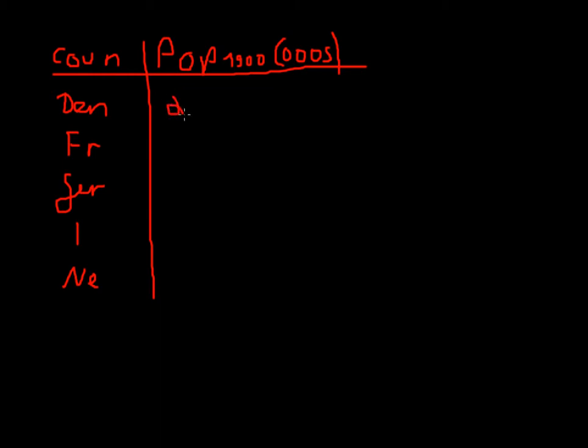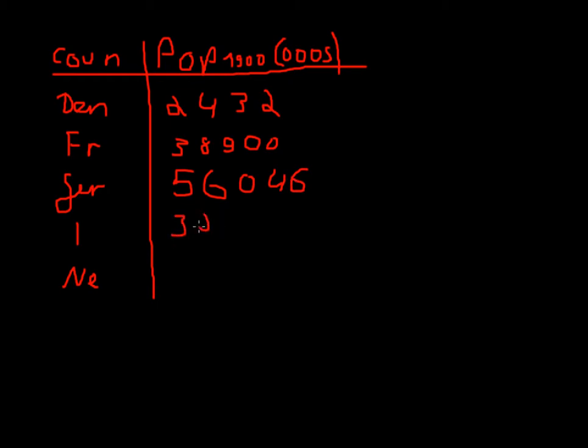Denmark would be 2,432. France is 38,900. Germany would be 56,046. Italy would be 32,861. The Netherlands would be 5,142. Now we have our first table with data.